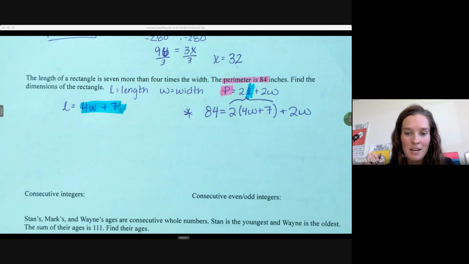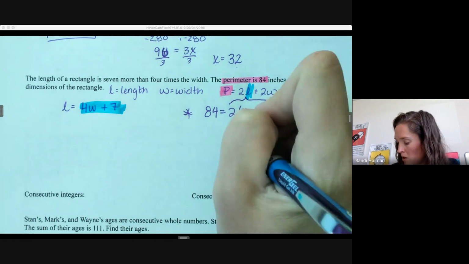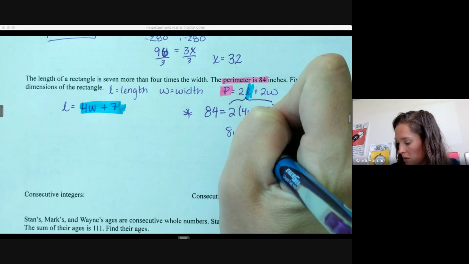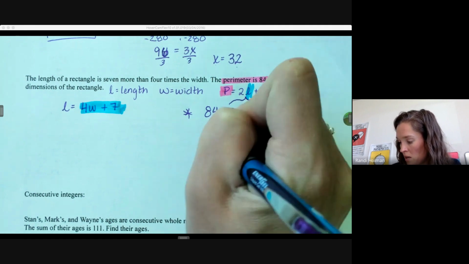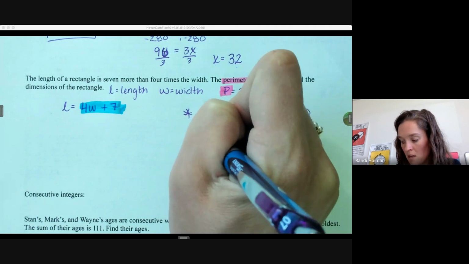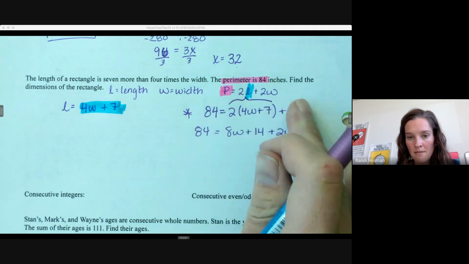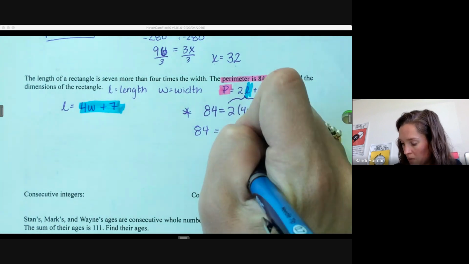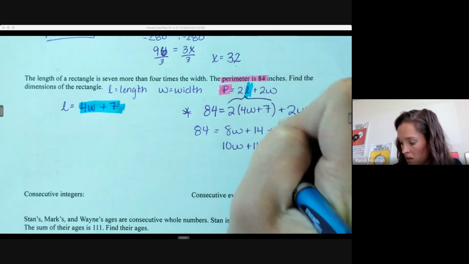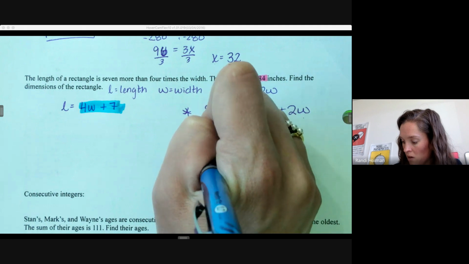Okay, our goal here is now we have an equation with one variable. So we can solve that equation in one variable. Let's find the width. And then we can use our length equation to find the length there as well. So if we distribute here, we get 8W plus 14. Make sure you distribute that, plus 2W equals 84. I'm not solving yet. I'm just simplifying. I'm doing everything I can over here. 8W and 2W more, that's 10W. Those are like terms, equals 84.